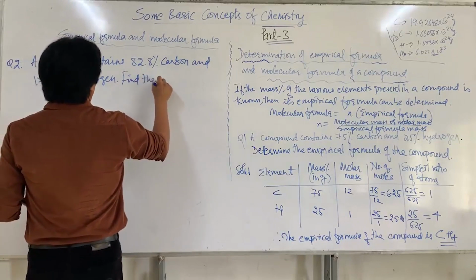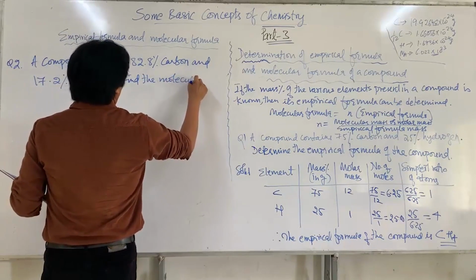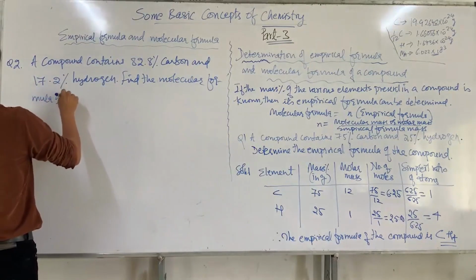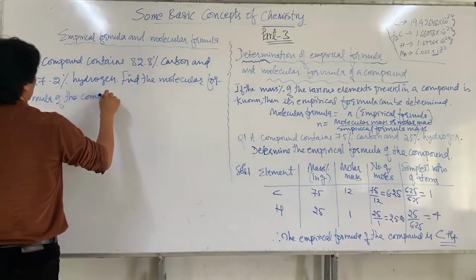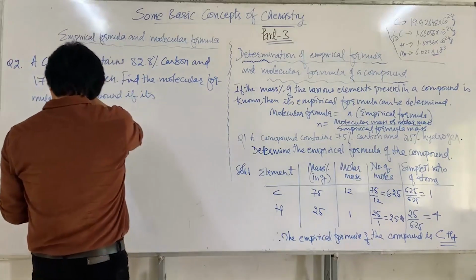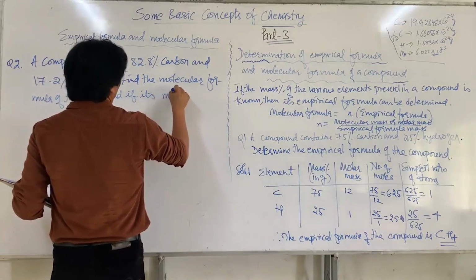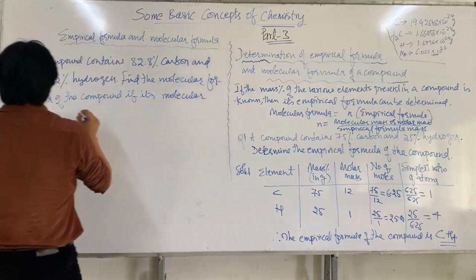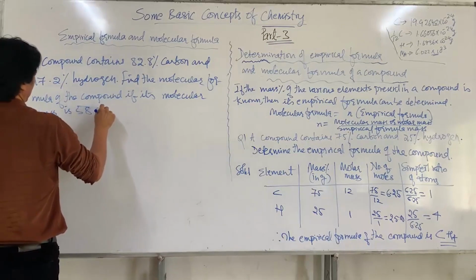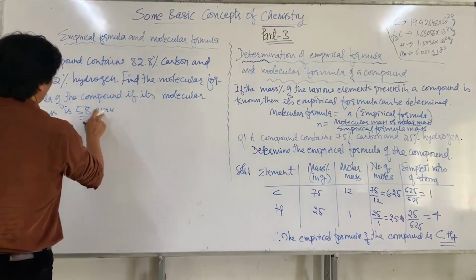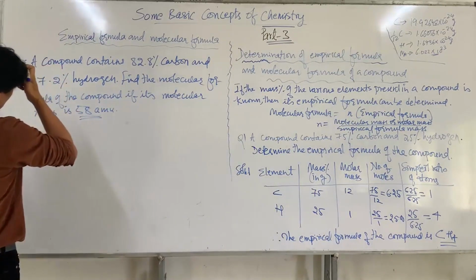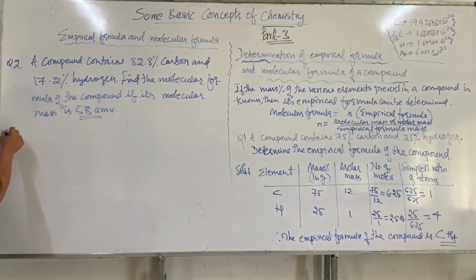Find the molecular formula of the compound if its molar mass or molecular mass is 58 AMU. Now, if you take it as AMU, it becomes the molecular mass. If you take it in terms of grams, it becomes the molar mass of the compound.